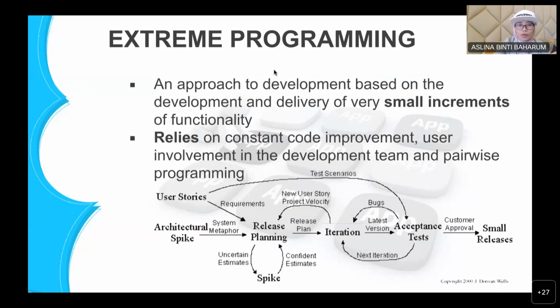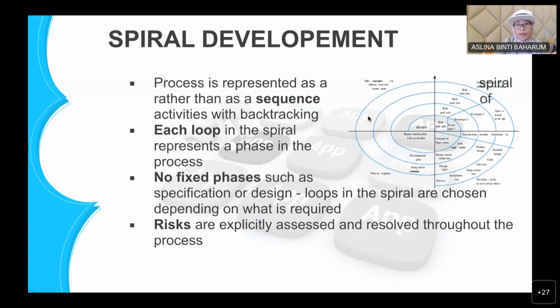Another example for evolutionary is extreme programming. It approaches small increments of function, relies on constant, and the process is 1, 2, 3, 4, 5. See, different phases, 5. But if we look at the spiral model, you have quarterly. It is put in quarter 1, quarter 2, 3, and 4. So it will go back. This is to show the iteration process.